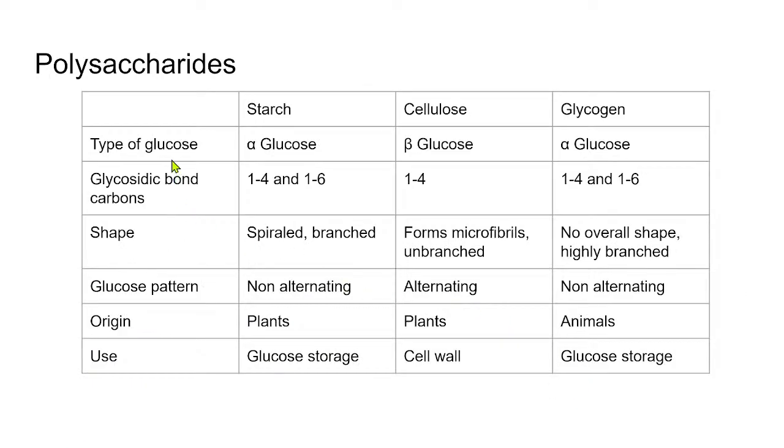So the type of glucose used: alpha, beta, alpha. Which sort of bonds: spiraled, such that when it forms the 1,4 bonds, they slowly coil. Here, you don't have any. Where they're found: starch and cellulose are found in plants, glycogen is found in animals. And their job: glucose storage is the main one for starch and glycogen, and for cell walls it is cell rigidity, so the cell doesn't burst and it helps hold up the plant.